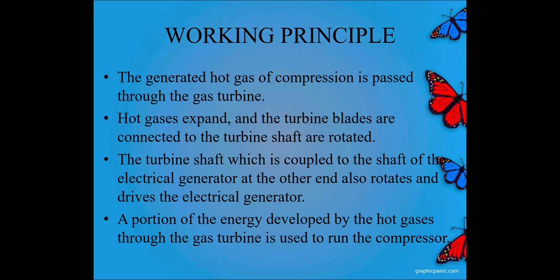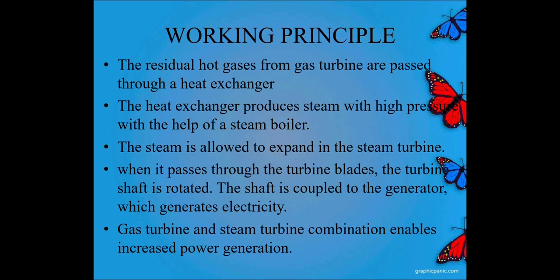The hot gas generated by combustion is passed through the gas turbine. The hot gas expands and the turbine blades, connected to the turbine shaft, are rotated. Here a change of momentum happens in the gas turbine. The turbine shaft is coupled to the shaft of the electrical generator, which is also rotated at the other end, and produces electrical power. A portion of the energy developed by the hot gas in the gas turbine is used to run the compressor.